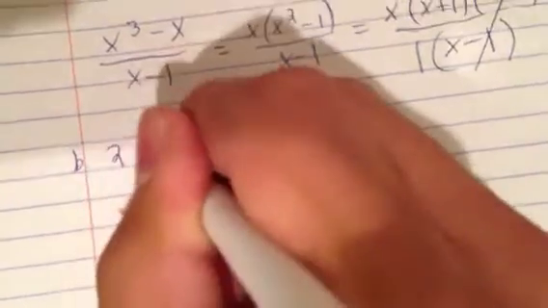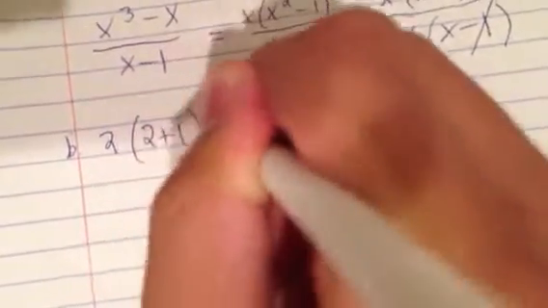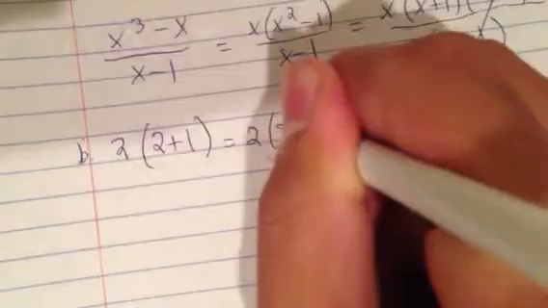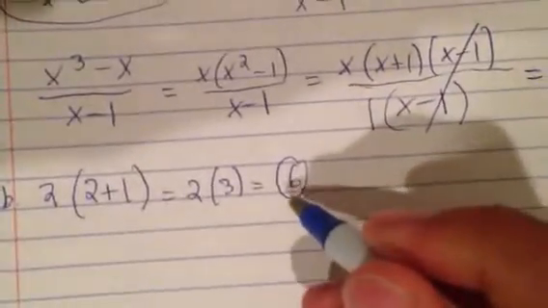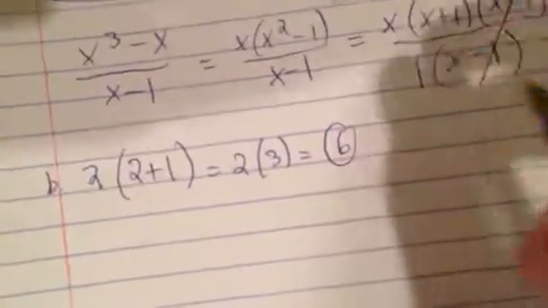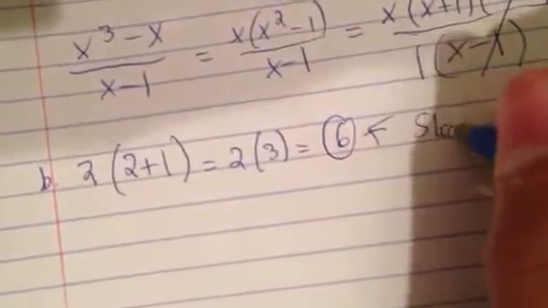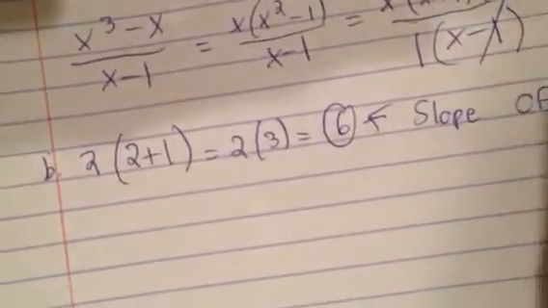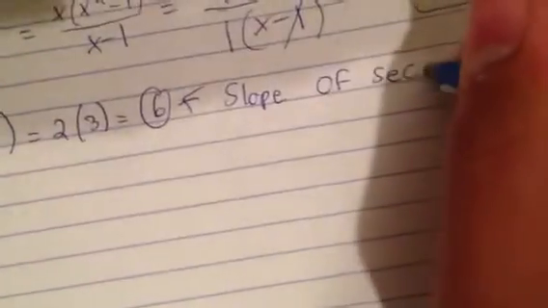So we have 2 times the quantity 2 plus 1. And this is 2 times 3, which equals 6. So this number not only represents the average rate of change from 1 to 2, but it represents the slope of our secant line. This is important to remember, guys. This represents the slope of our secant line.